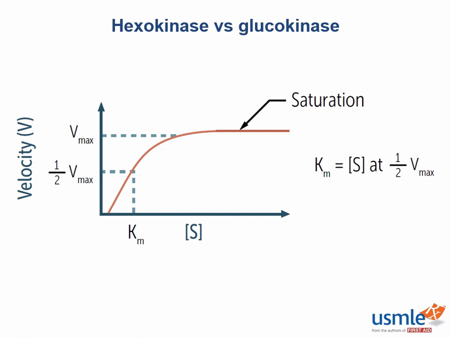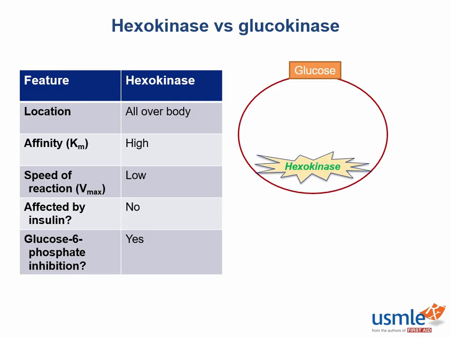Now you're going to talk a lot more about enzyme kinetics in the pharmacology section, especially Km and Vmax, which you can see here on the graph. And for now, we're going to focus on the kinetics of these two specific enzymes, hexokinase and glucokinase. Now hexokinase is found in almost every cell type in the body, except for liver cells as well as pancreatic beta cells. Now hexokinase has a high affinity for glucose, but it has a low maximum reaction rate.